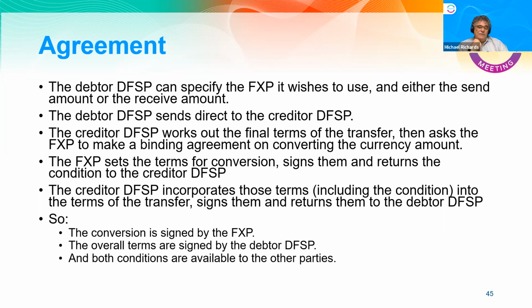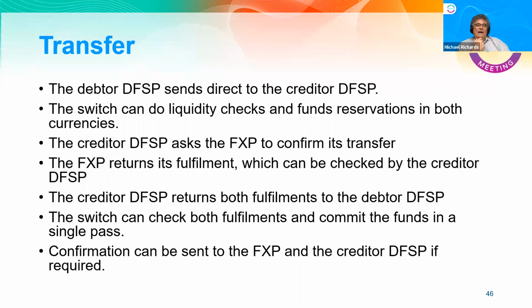The creditor incorporates those terms, including the condition, into the terms, signs all of the terms, and returns them to the debtor DFSP. So the conversion is signed by the FXP, the overall terms are signed by the creditor DFSP, and both conditions are available to the other parties in the transfer, i.e. the switch and the debtor DFSP. That should say creditor DFSP, sorry.